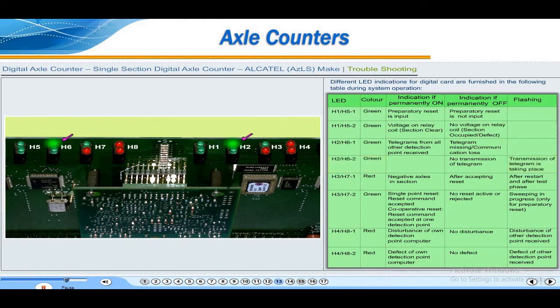H2/H6 2 green LED keeps on flashing when telegrams are getting transmitted. Otherwise, it remains off when no telegrams are transmitted.